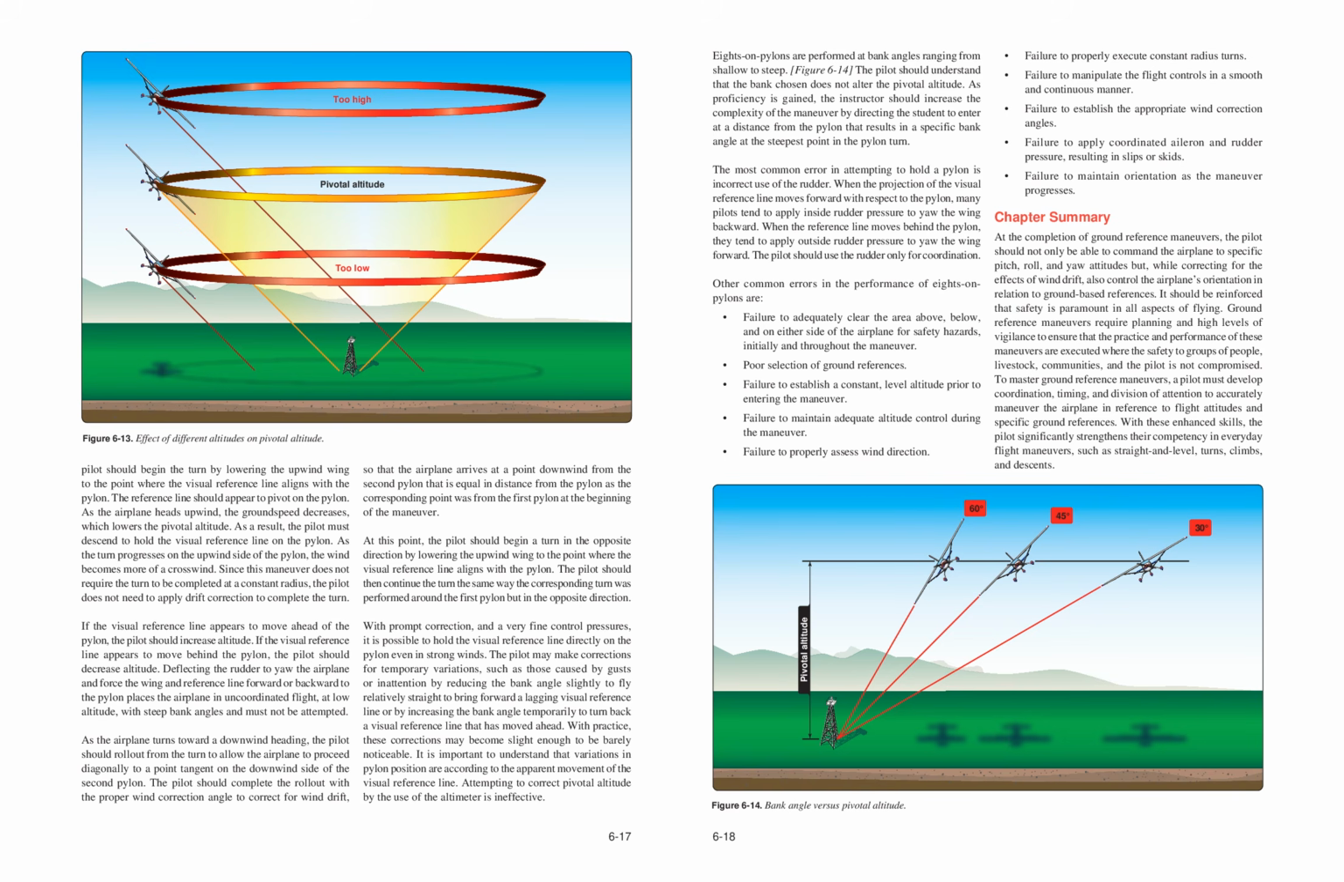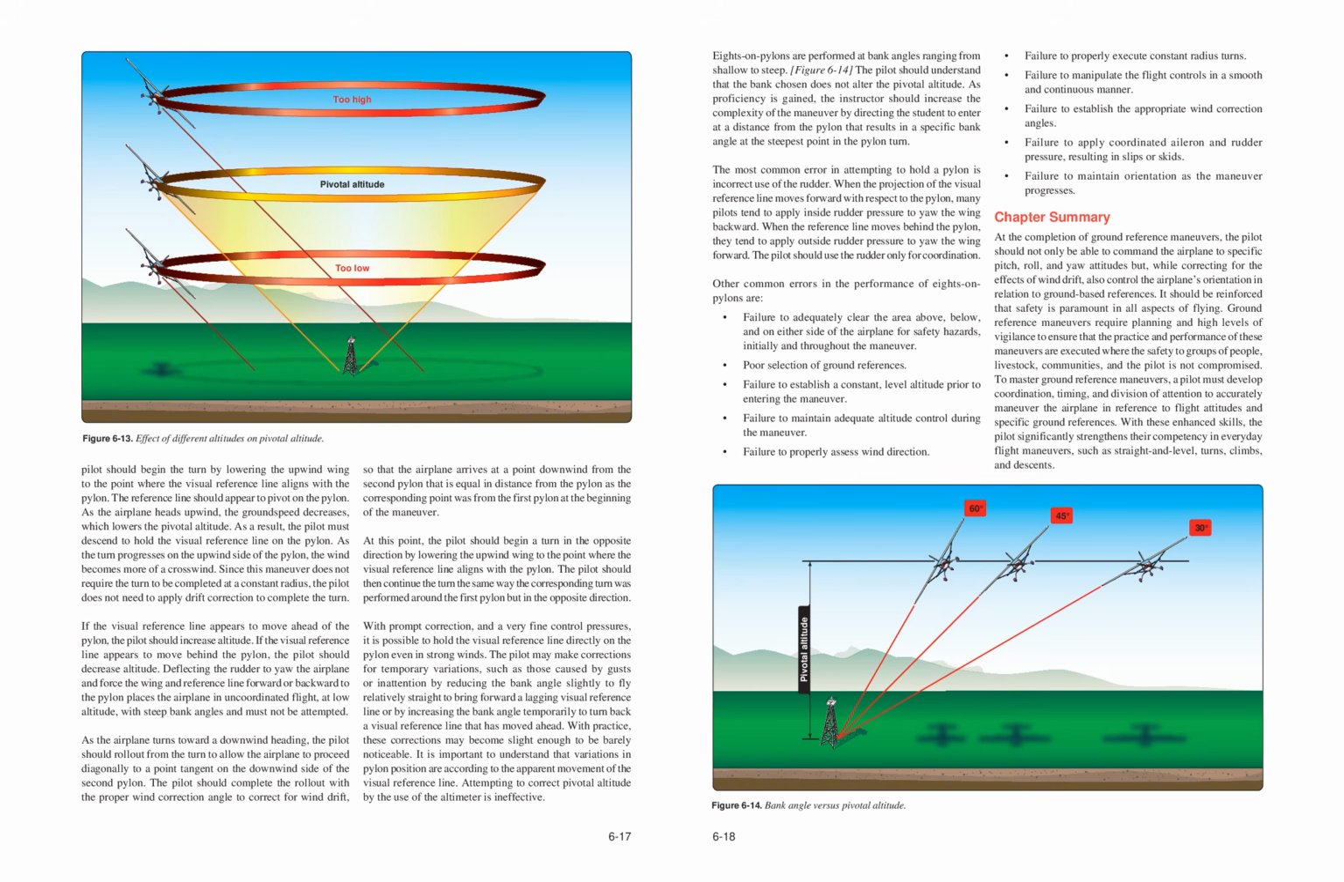The pilot may make corrections for temporary variations, such as those caused by gusts or inattention, by reducing the bank angle slightly to fly relatively straight to bring forward a lagging visual reference line, or by increasing the bank angle temporarily to turn back a visual reference line that has moved ahead. With practice, these corrections may become slight enough to be barely noticeable. It is important to understand that variations in pylon position are according to the apparent movement of the visual reference line. Attempting to correct pivotal altitude by the use of the altimeter is ineffective.